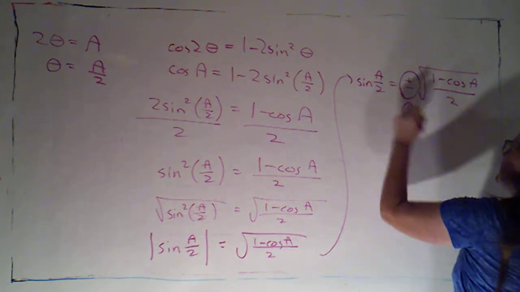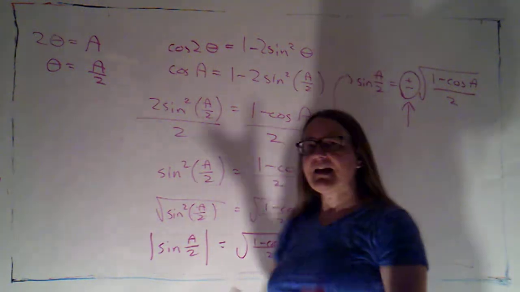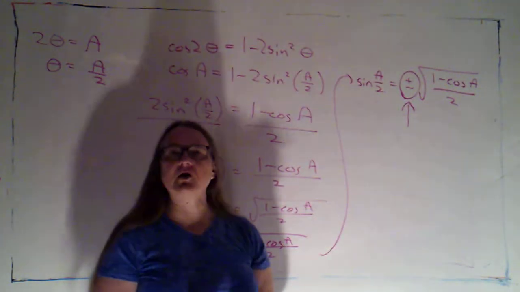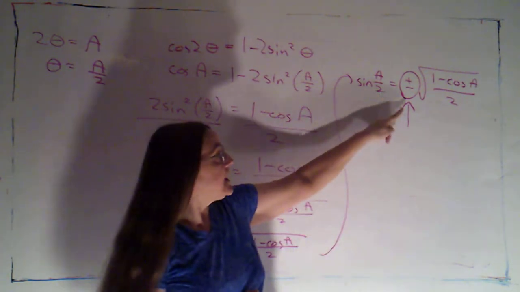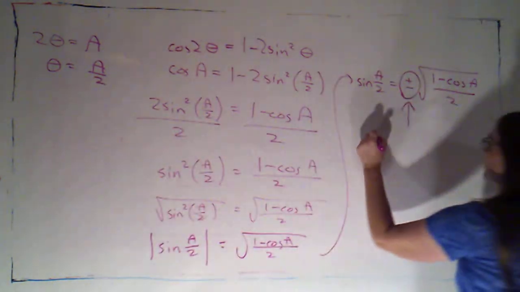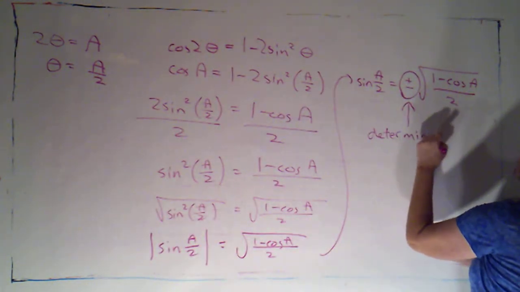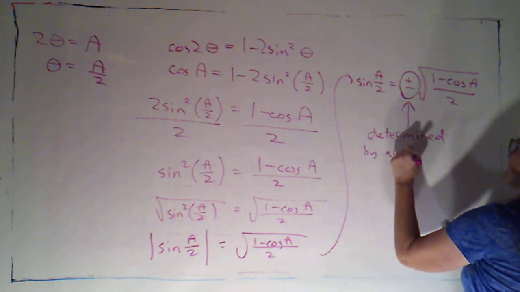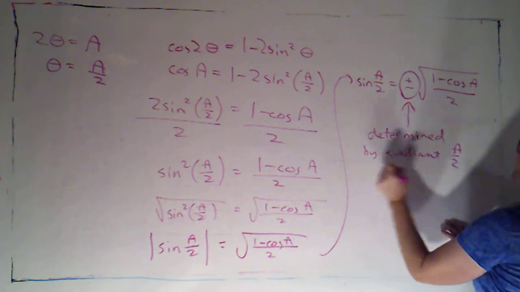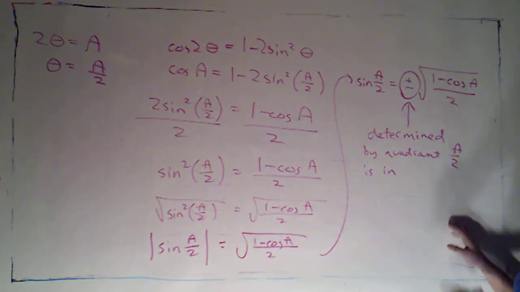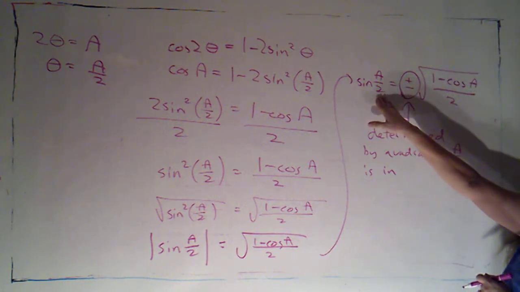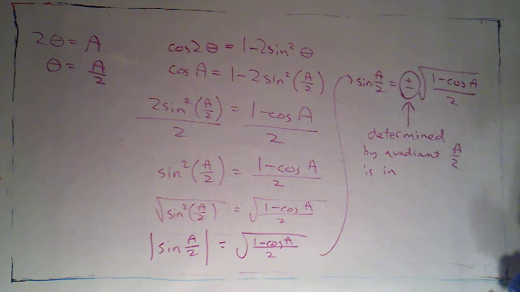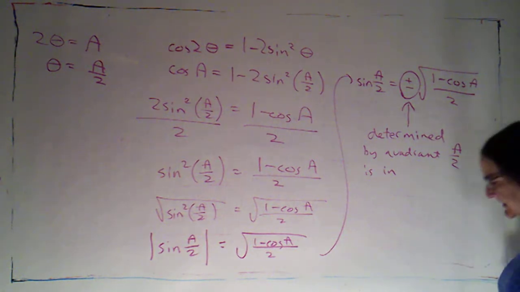So what I need to recognize is that when I'm working with trig functions, the plus or minus sign is always determined by what quadrant we're in. And since we're looking at the sine of a over 2, this plus or minus sign is going to be determined by the quadrant that a over 2 is in. So be very careful. There are two angles in this formula. I don't care what quadrant A is in. I care what quadrant A over 2 is in. We'll get some practice using this formula in the next video.